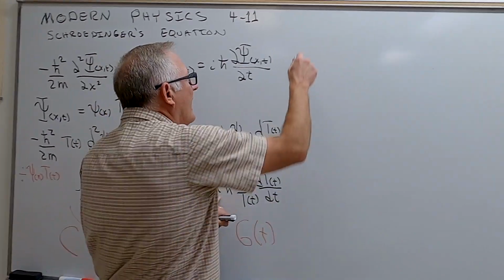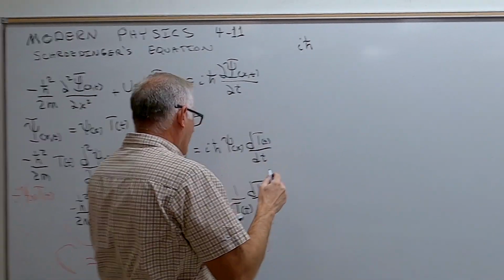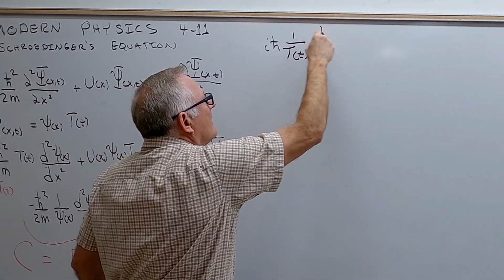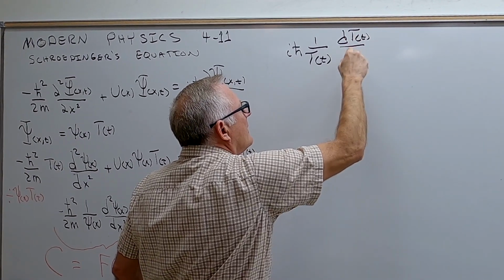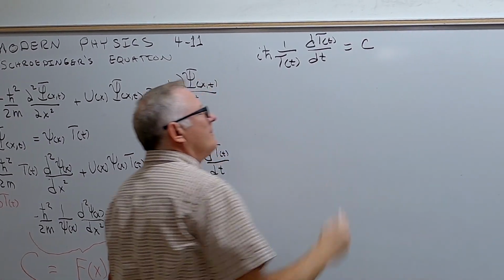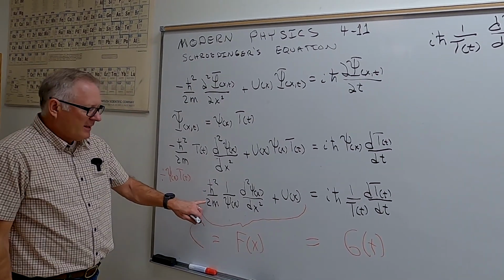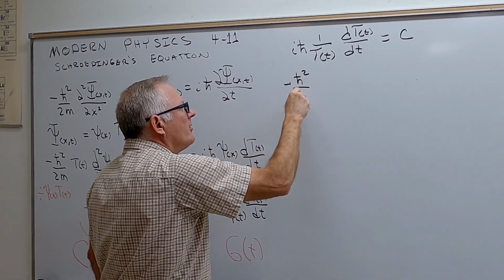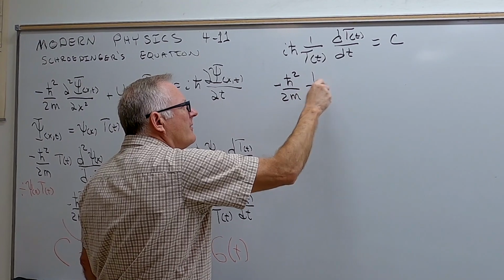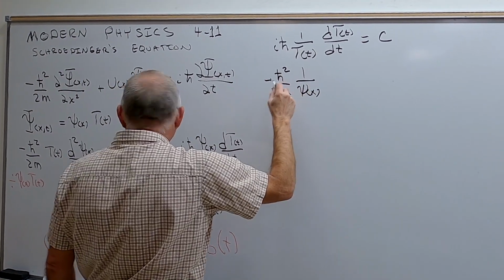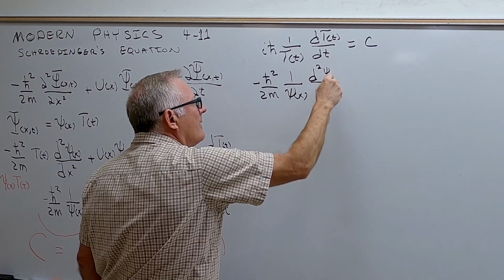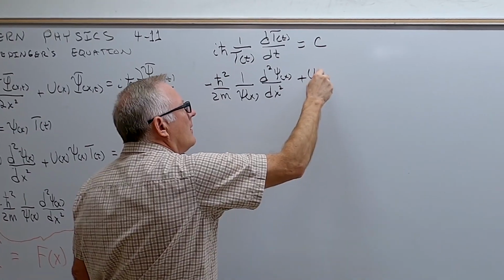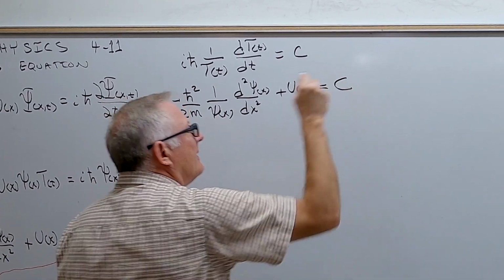So now I have i h bar, 1 over T of t, dT/dt equal to some constant. And we also have this equal to some constant: minus h bar squared over 2m, 1 over psi of x, d squared psi of x over dx squared, plus u of x, equal to that same c.